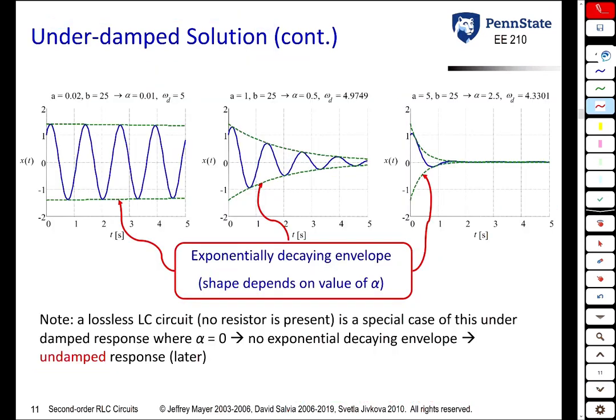So let's look at this with some numbers. Suppose you have a characteristic polynomial s squared plus 0.02 times s plus 25 is equal to 0. So a is 0.02, b is 25. You get the roots. The roots are going to be minus 0.01 plus or minus j5.